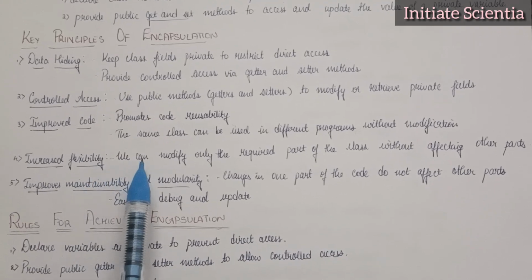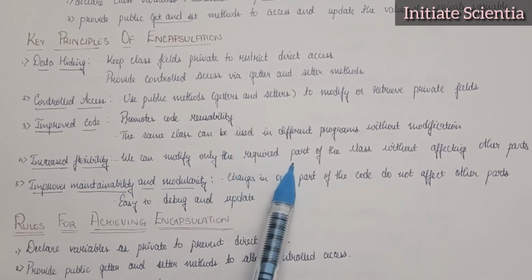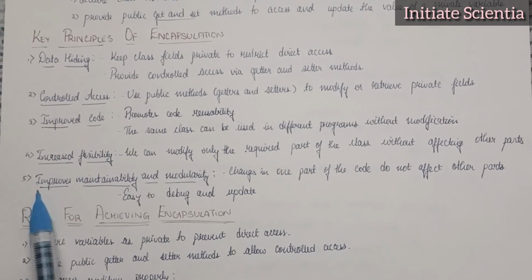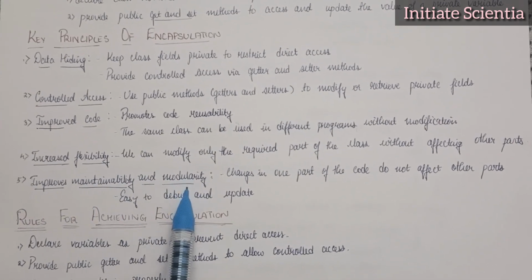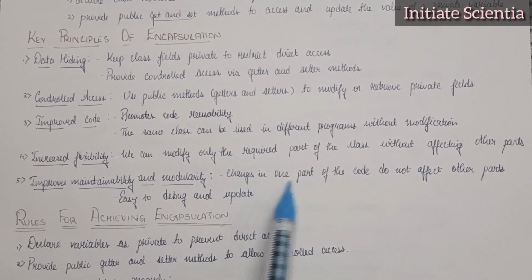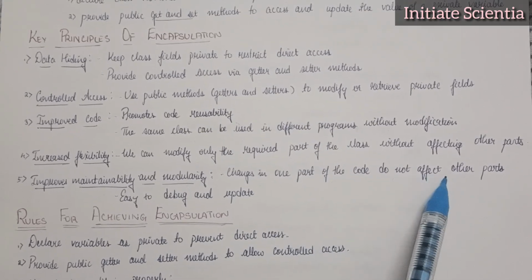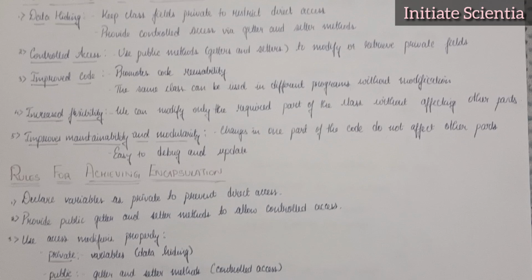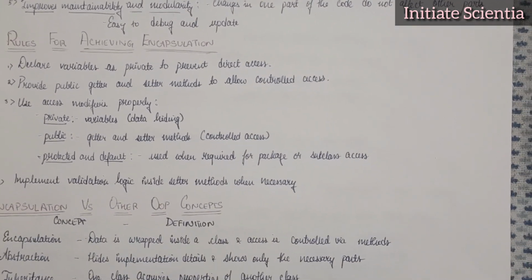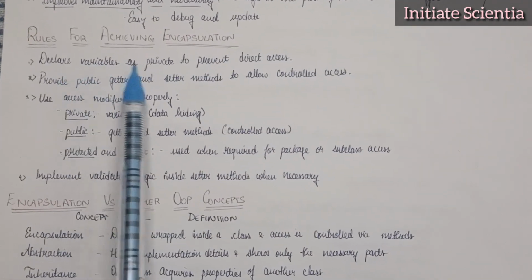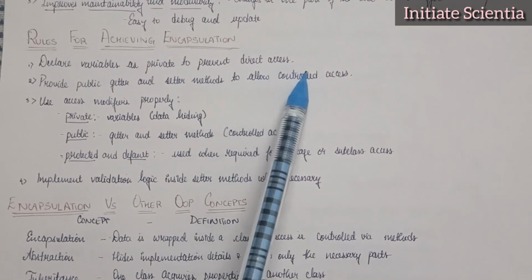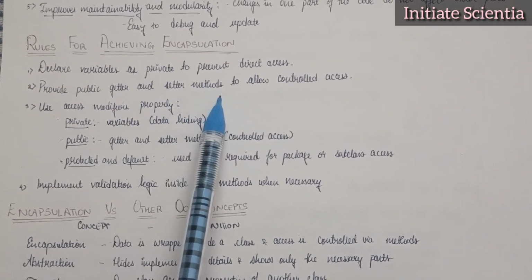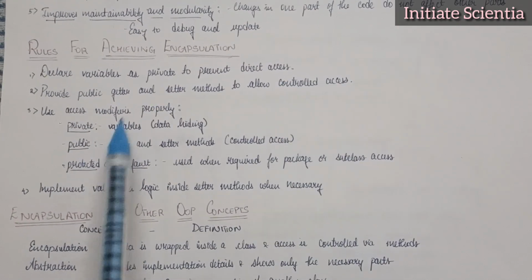Increased flexibility: we can modify only the required part of the class without affecting other parts. Improves maintainability and modularity: changes in one part of the code do not affect other parts. It's easy to debug and update. Rules for achieving encapsulation: declare the variables as private to prevent direct access. Provide public getter and setter methods to allow controlled access.